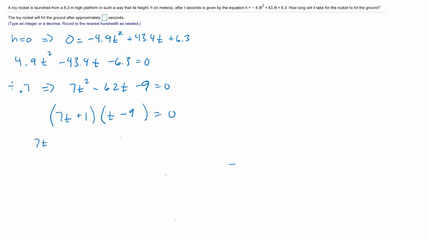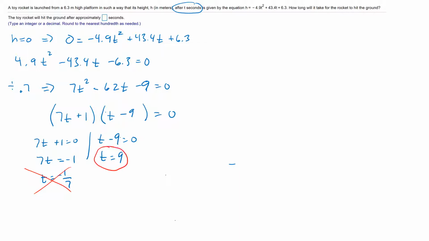And so if I proceed to set each of these equal to 0, I get t equals 9 and t equals negative 1/7. Now t represents a time, in seconds, it looks like if I go back up here. T is in seconds, it says up here. So since t is a time, we consider the negative solution extraneous, and so the answer to the problem is 9. The rocket will hit the ground in 9 seconds.